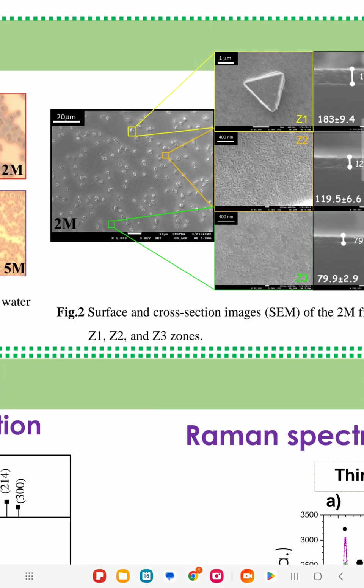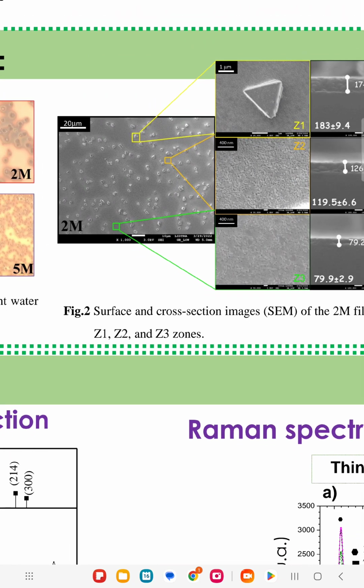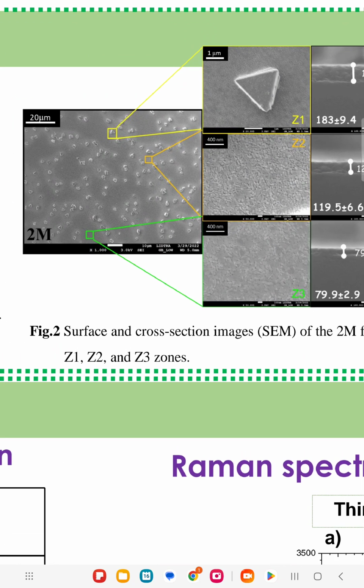zoom of each one of these 3 zones, we can see that these grains have a triangular shape, and for the case of this thin film, these grains are big, really big. We can see them for the Z2 and Z3 zones. Some roughness in the films, being the Z3 zone a little smoother.